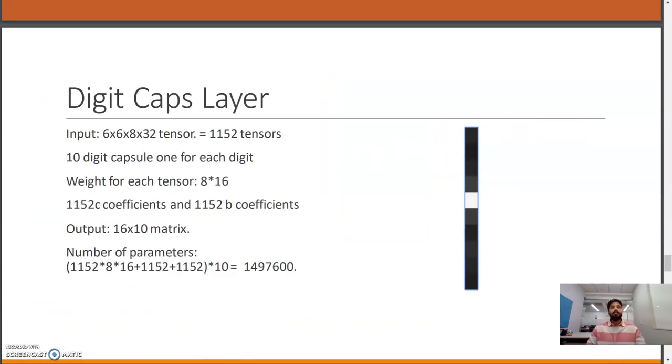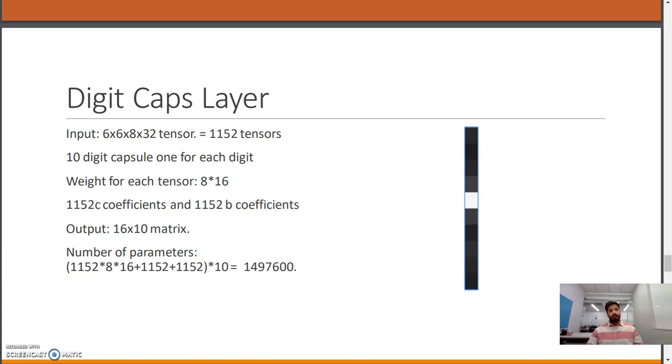Digit caps. Digit cap layer contains 6 by 6 into 8 into 32, that is the output of the primary caps layer. 1152 tensors. Each has 10 digit capsules, one for each digit. So every 1152 has 10 digits. Okay. The weight of each tensor is 8 into 16.